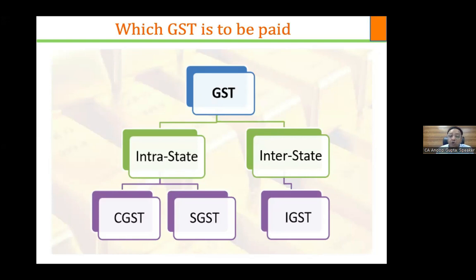One portion will go to the central government and the other portion will go to the state, that is, the state where the goods or services are consumed. The destination state will get its pie. The IGST will be broken into two parts. The IGST we pay will be broken into two parts, and one part will go to the central government and the other part will go to the state government.